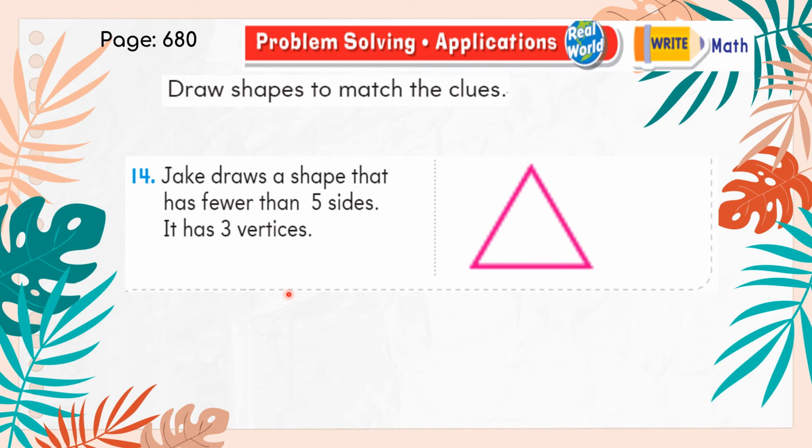Very good, grade 1. So let's see how many sides it has. It has 1, 2, 3. It has 3 sides which are obviously fewer than 5. How many vertices? Does it have 3 vertices? Let's count. 1, 2, 3. It does have 3 vertices. So our shape is a triangle.